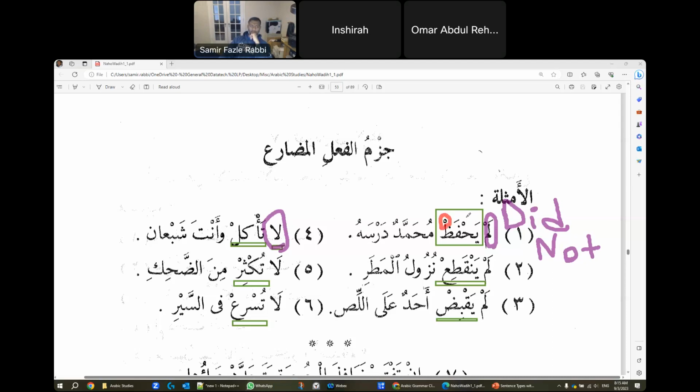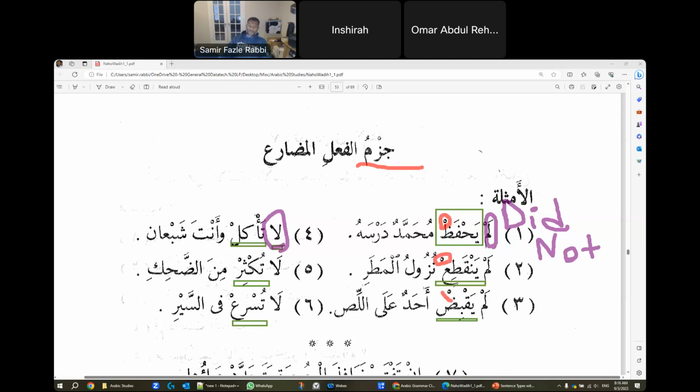And then Omar, if this were in nasab state, are you on solo or is your wife online too with you? Yeah, she's here. Okay, cool. So what would it have been if this was in nasab state? I'm not sure. Fatha, sorry. I don't know why I said Alif. Yes, fatha. Very good.